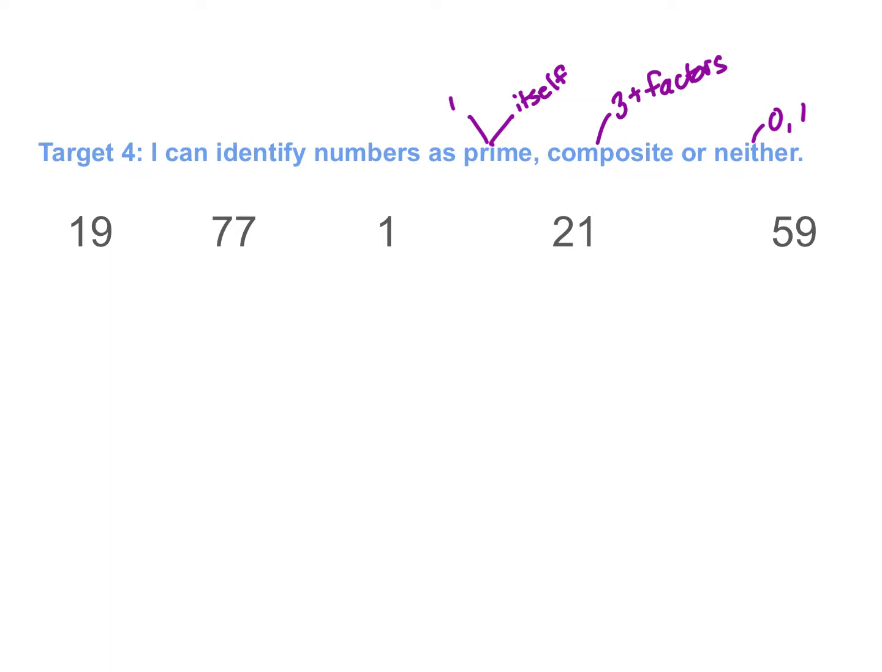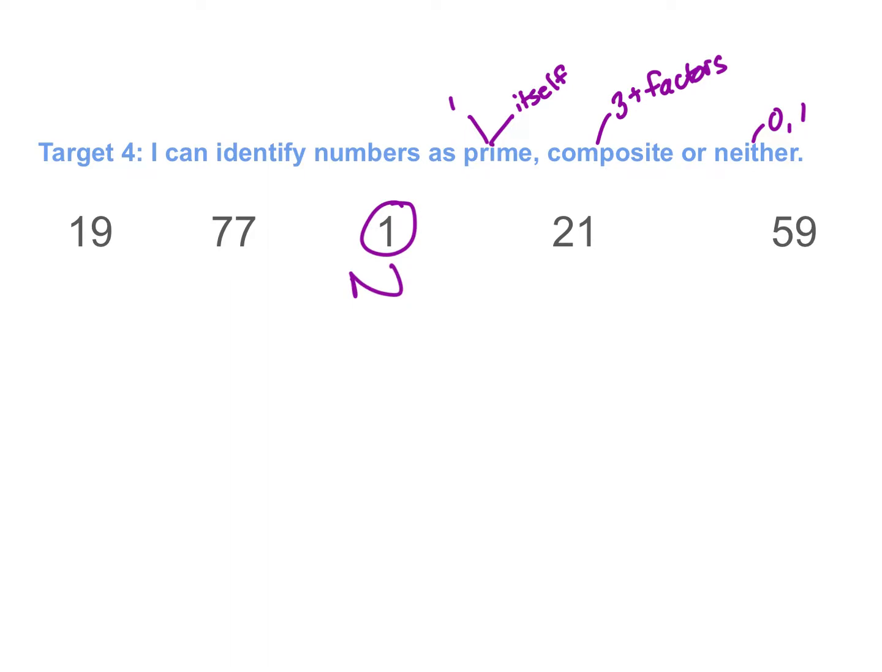0 has an infinite amount of factors. We can't even count them because every single thing is a factor of 0. And 1 can only be divided by itself, which is 1. So it doesn't make 2 factors. It makes just 1 factor, which makes it special and unique. We call it a neither number because it doesn't fit prime or composite. So you can easily see that this number here, we're going to write is a neither number. I'm just going to write an N for neither.